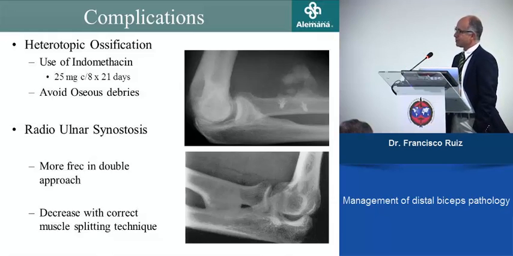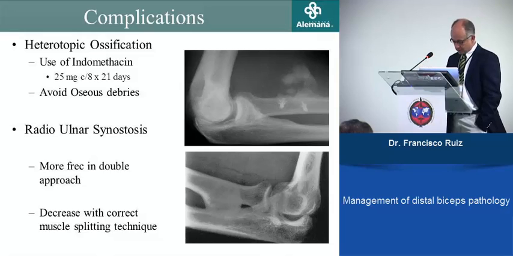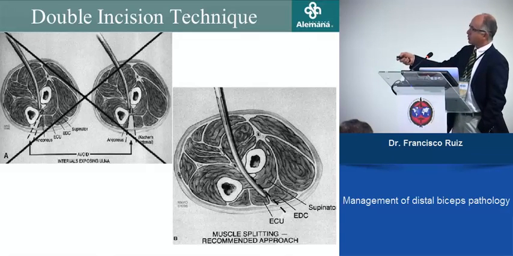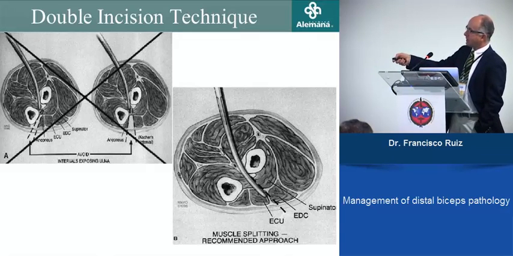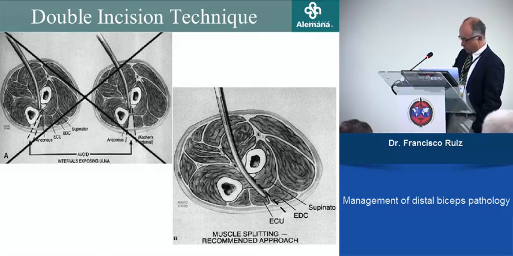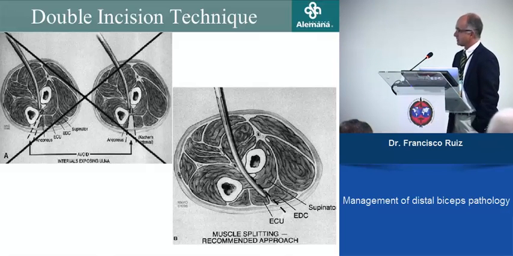Regarding some of the last complications, the synostosis, this happens usually when you're planning to do a double approach. So you have to be very careful when you're doing the tunnel. You have to avoid the ulna. So you have to go against the extensors and the supinators. This way you can avoid having synostosis.